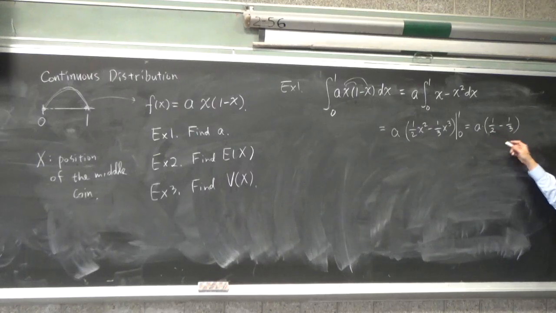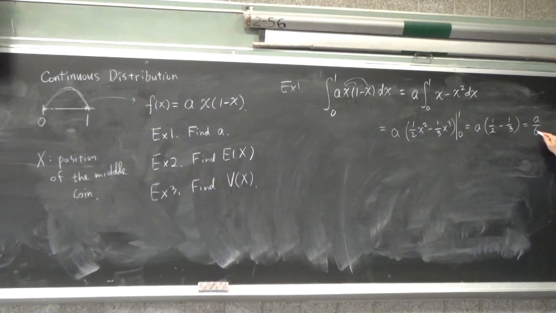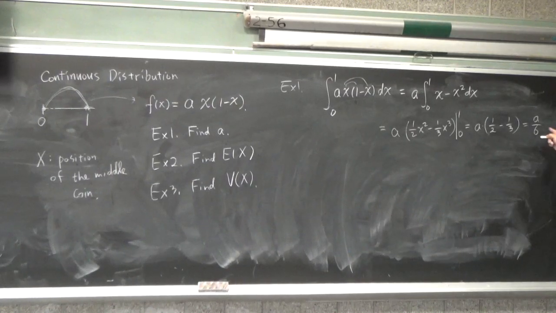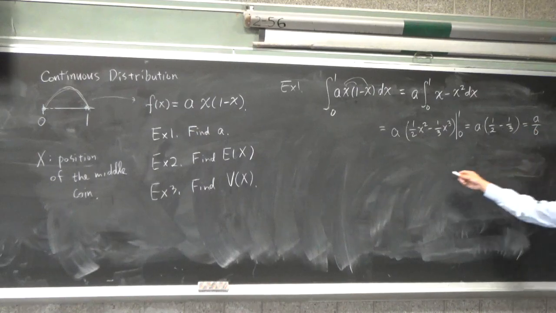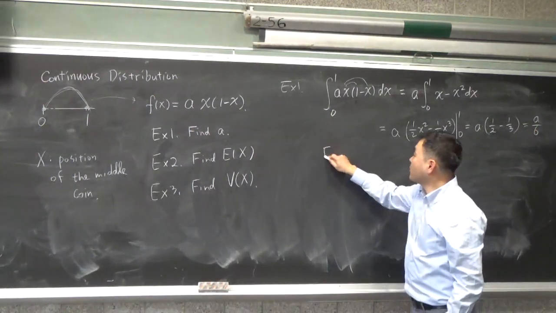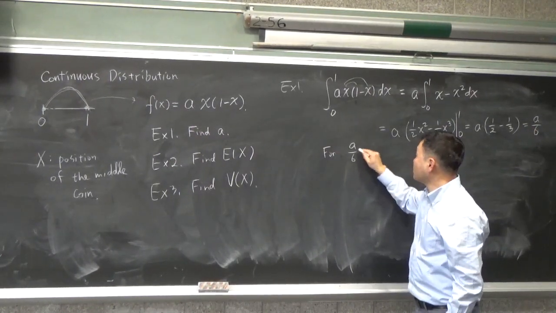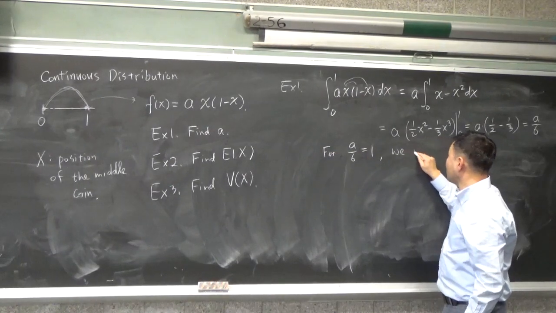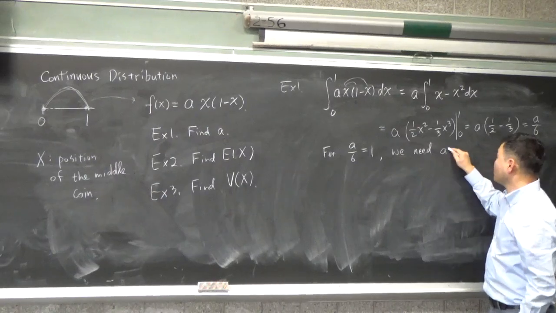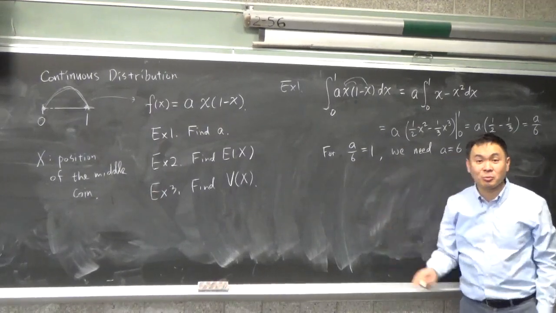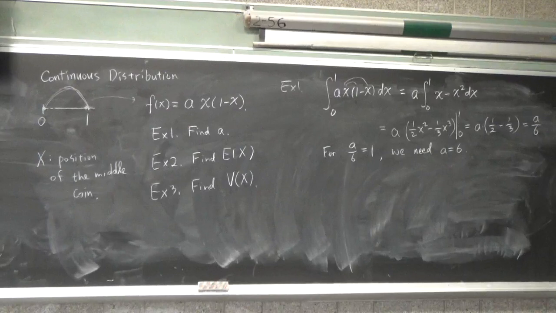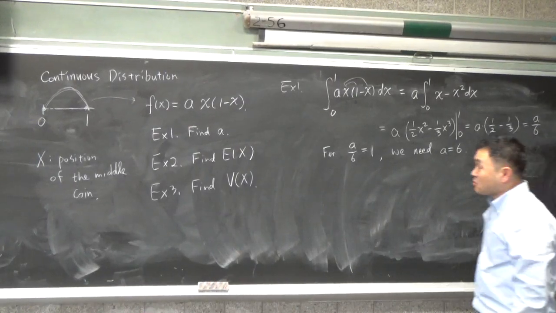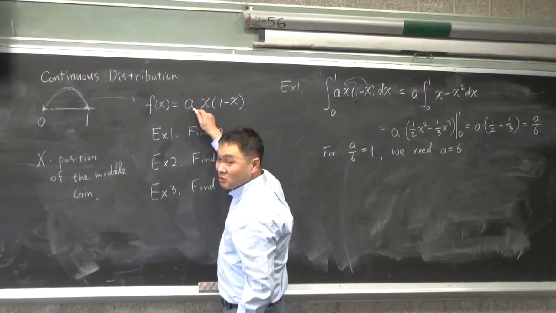If you do the computation, this is a over 6. So what's the value of a? A must be 6, because this integral has to equal 1. For a over 6 to equal 1, we need a to be 6, just by multiplying by 6 on both sides. So we figured out the actual probability distribution. The constant is 6.